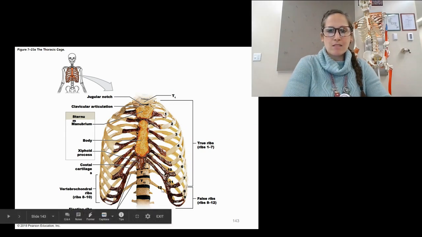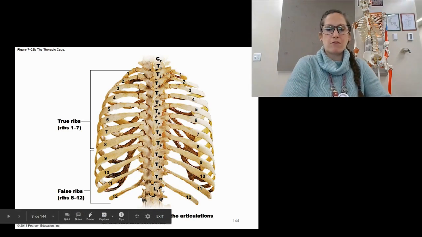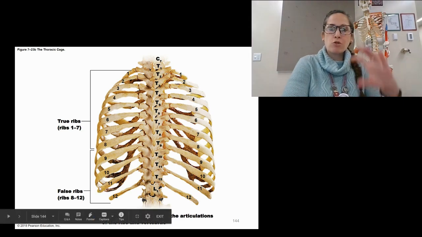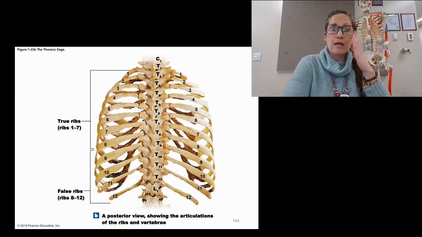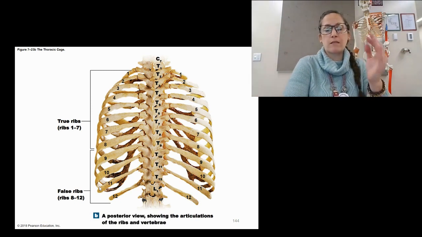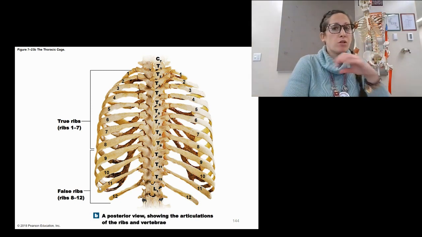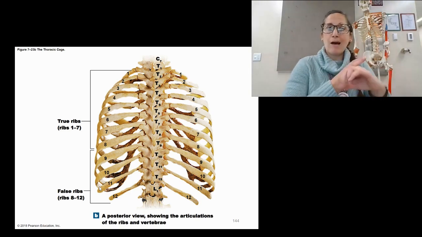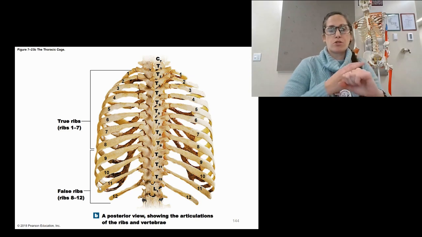And then lastly, can't see too well on the front side, so I'm going to flip to the back view, posterior view. Pairs 11 and 12 are called floating or vertebral ribs because they only connect to T11 and T12. They only articulate with the thoracic vertebra. They are actually too small to wrap their way all the way around and connect either directly or indirectly with the sternum. So that is all you need to know about the ribs, what group they fall into, and how they connect or don't to the sternum.